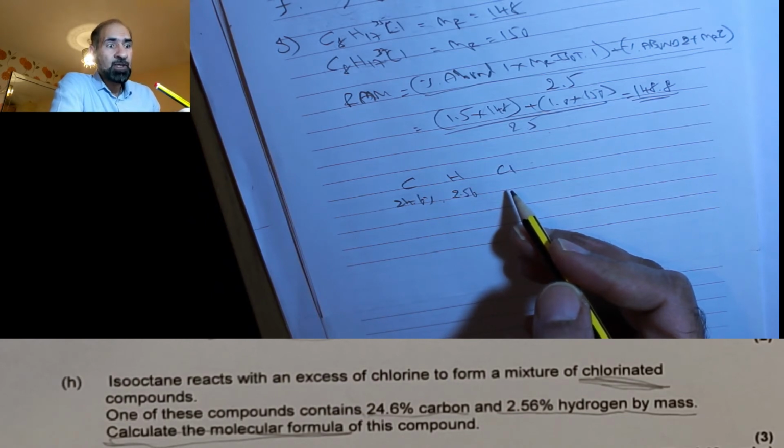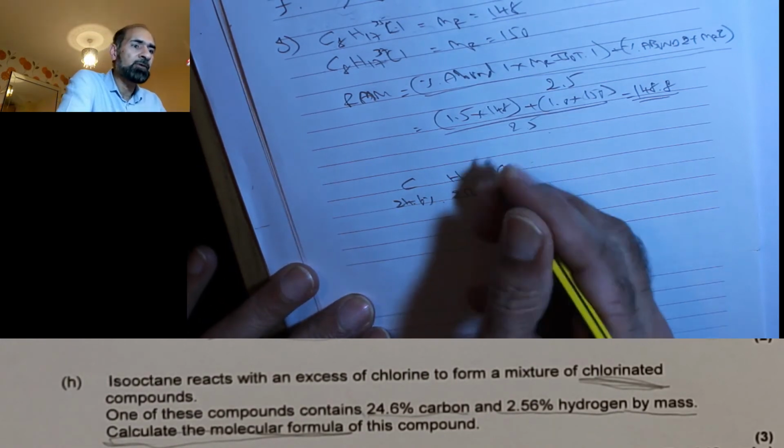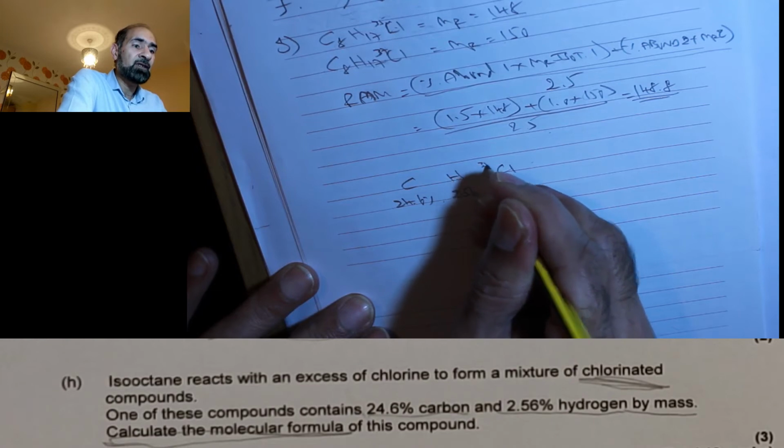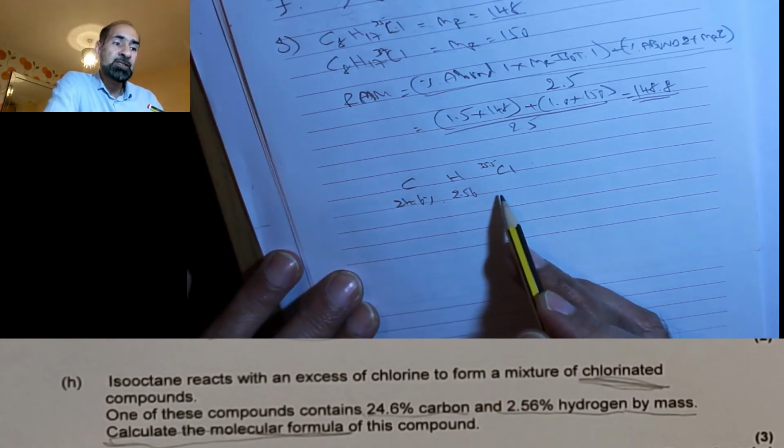And of course the chlorine is not either the 37 or the 35, it's the average chlorine, the relative atomic mass, which is from the periodic table, which is 35.5. So that's the mass. Okay, I'm putting it there so I remember. So anyway, chlorine here.